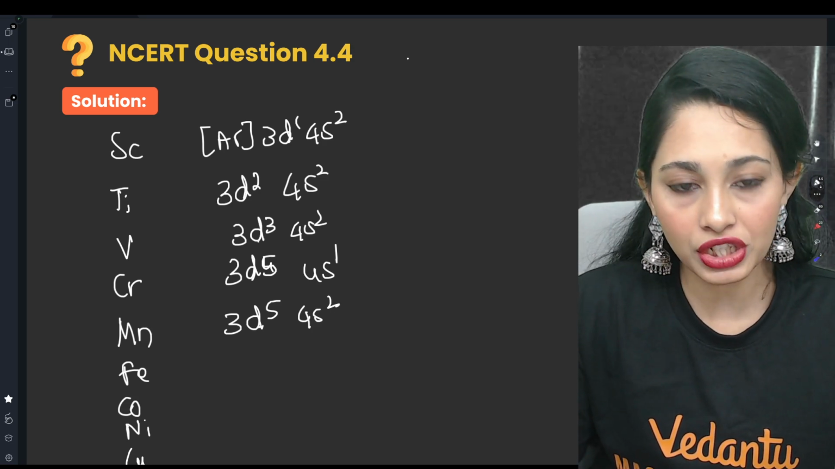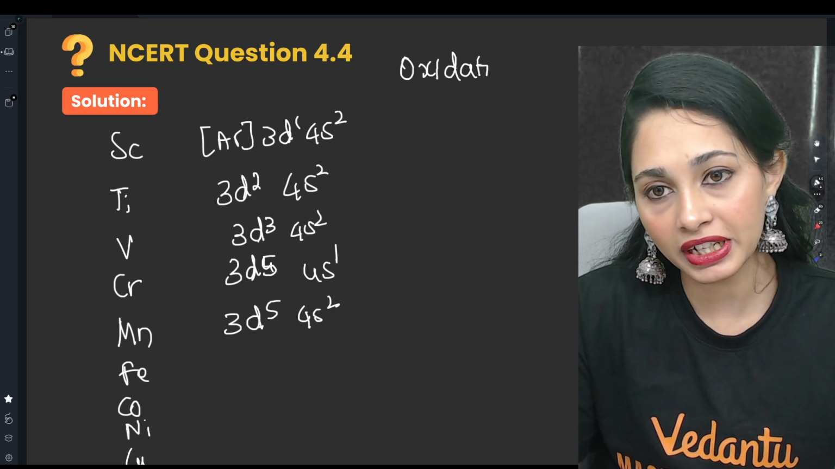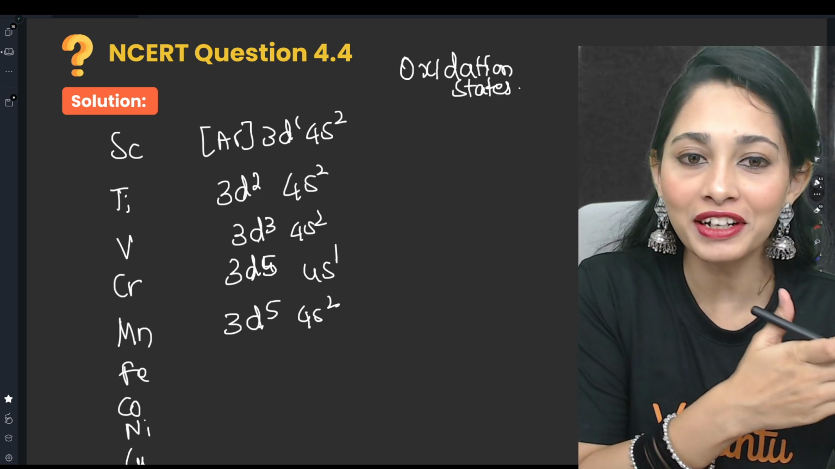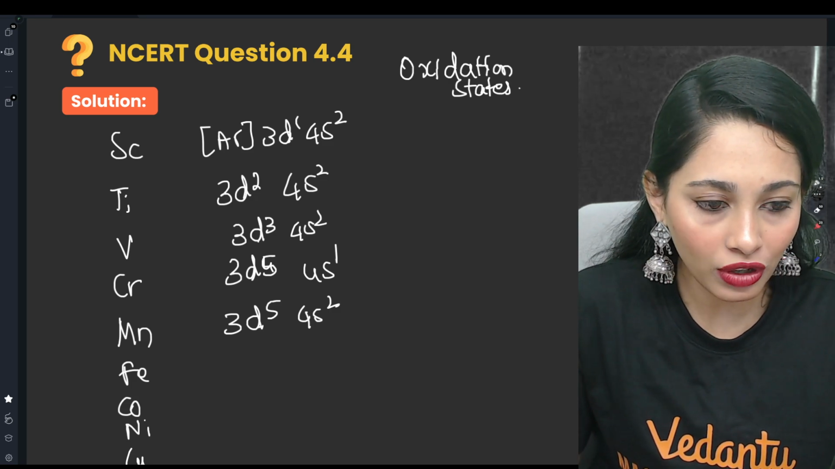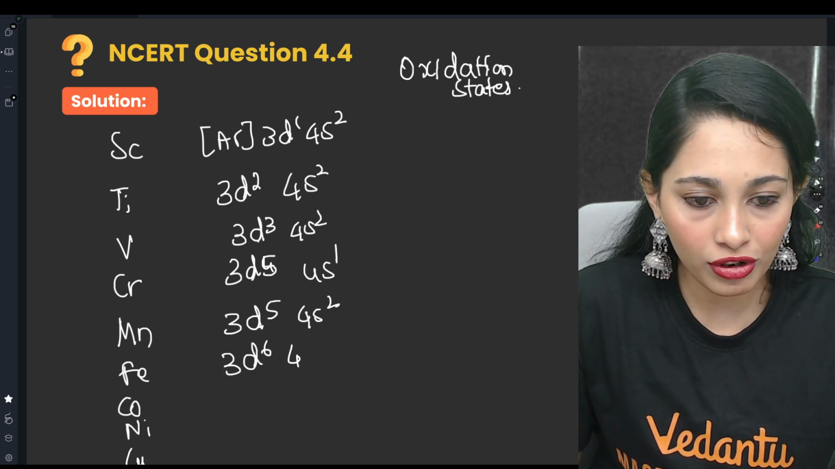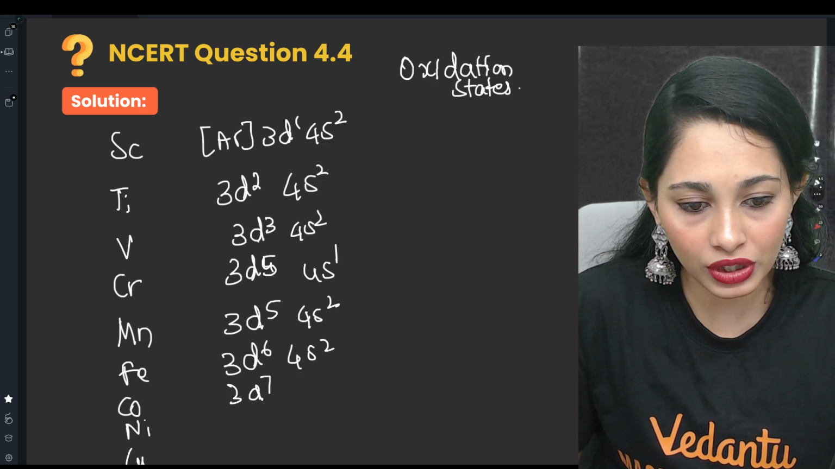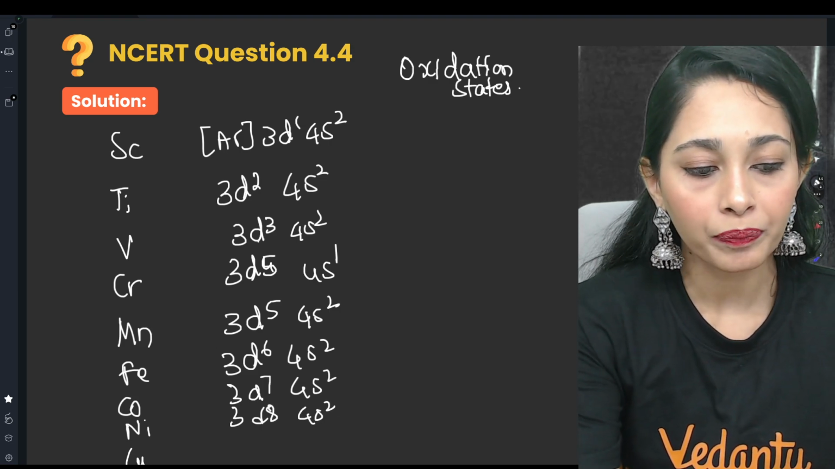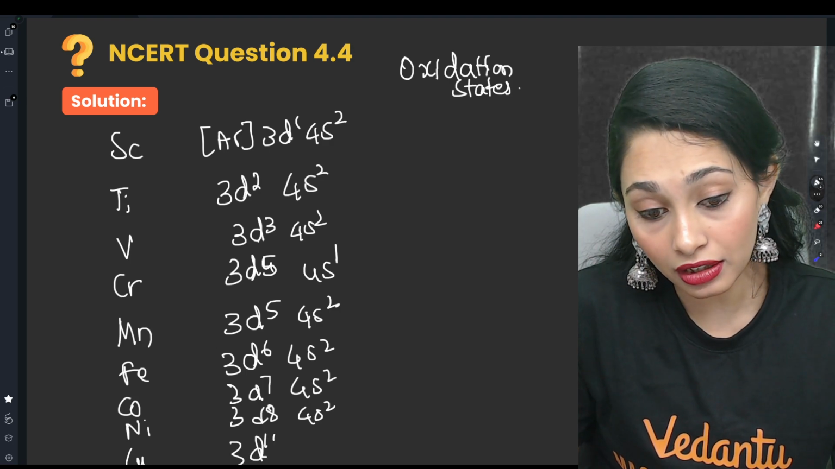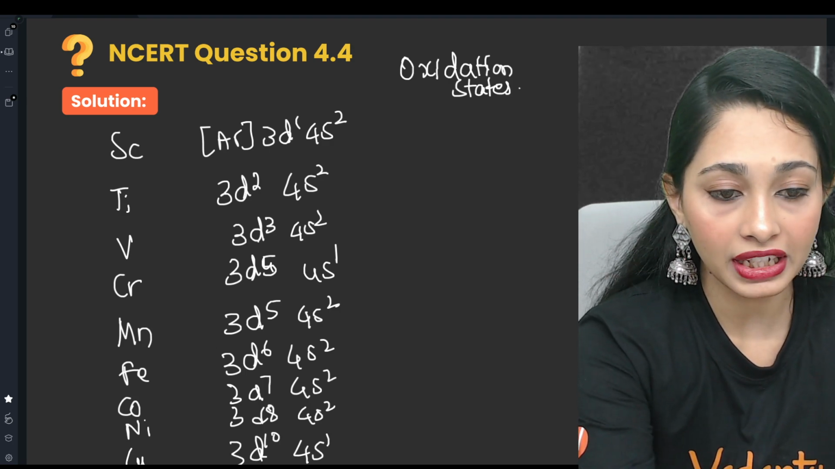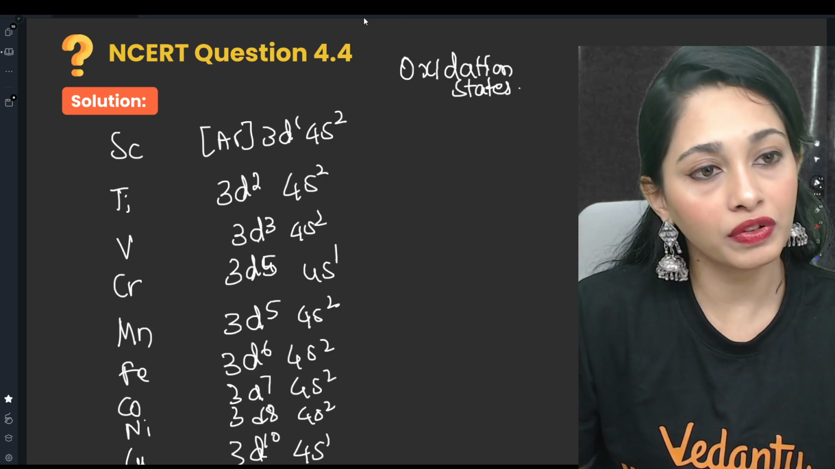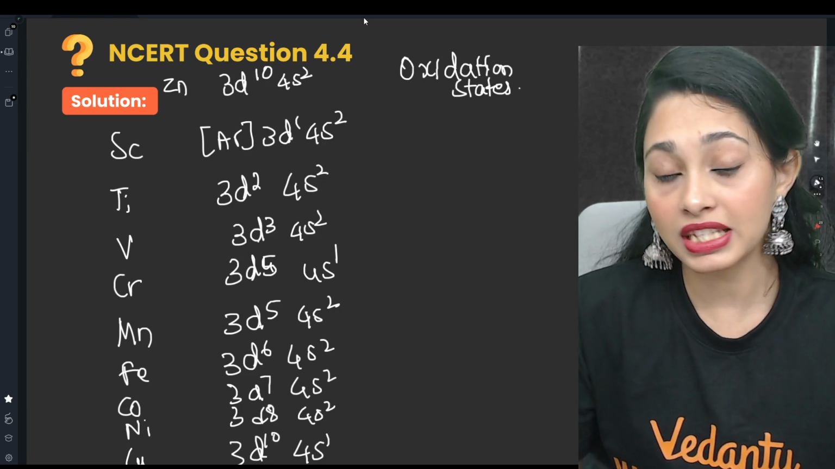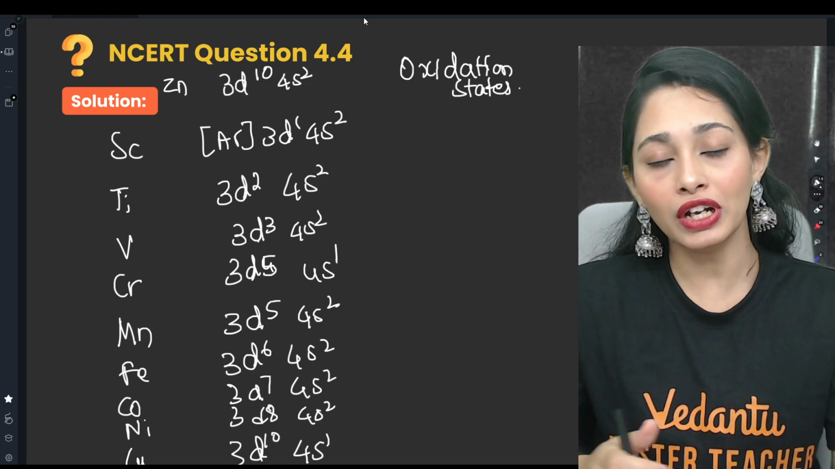And which oxidation states are exhibited by these elements? Let's see. That was about the first half of the elements. For iron we have 3d6 4s2, cobalt 3d7 4s2, nickel 3d8 4s2, copper 3d10 4s1, and finally zinc 3d10 4s2. It's highly stable because it has completely filled orbitals.